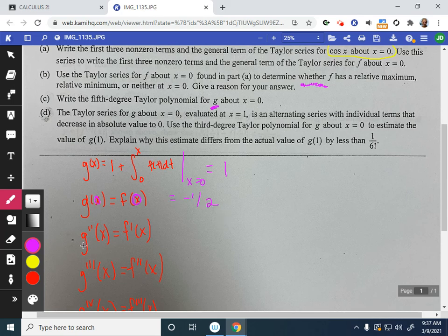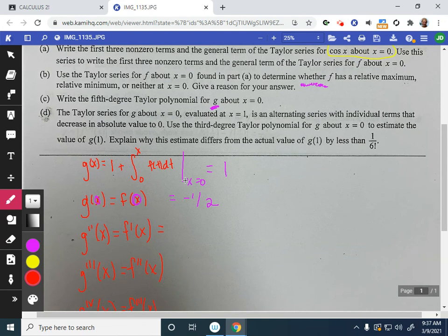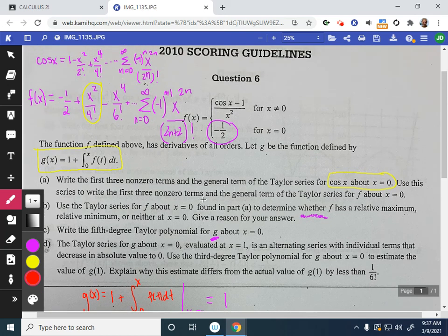Okay. G double prime of x is the same as f prime of x. So what is f prime of x? Let's go up here. What is the derivative, the first derivative of f? So the first derivative of f we already know is 0. But the second derivative, are we going to have to find the derivative? Or are we going to be able to take a shortcut? Sorry, I'm like thinking to myself.